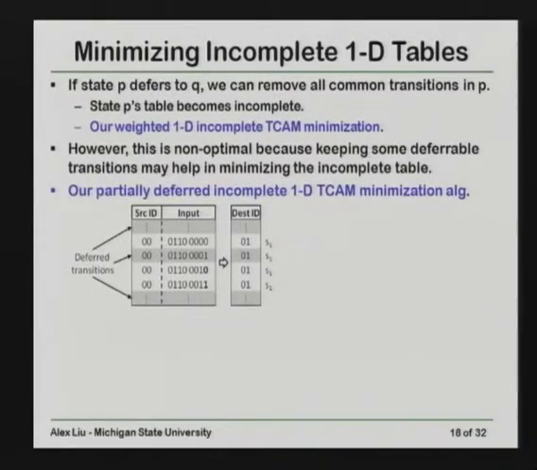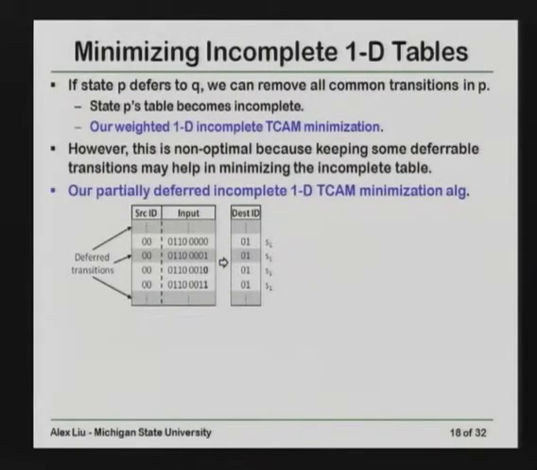Okay, so next is about minimizing the incomplete 1D table. After state P is deferred to Q, one option is that we can remove all the common entries in P. For all the common entries shared by P and Q, because P deferred to Q, the table for P will be above Q in the TCAM, so we can delete all the common entries in P, and then state P's table becomes incomplete.